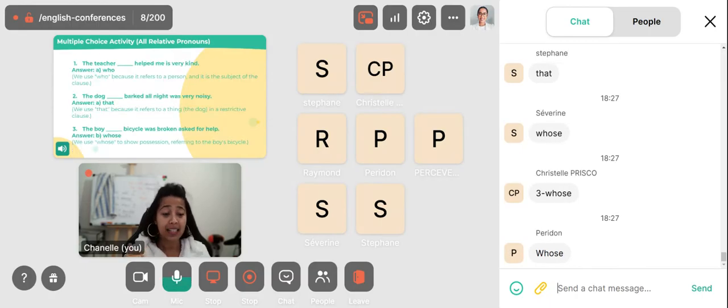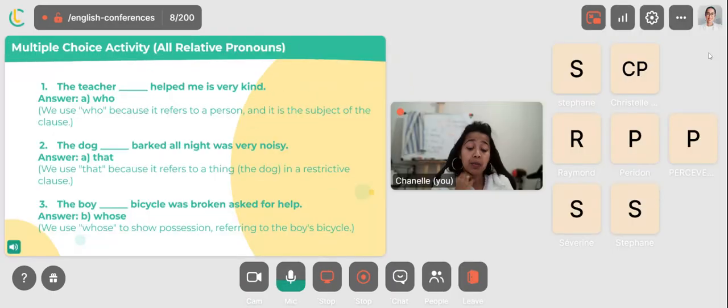The teacher who helped me is very kind. Why who? Because it refers to a person. It is the subject of the clause. The dog that barked all night because it refers to a thing, a dog, in a restrictive clause. The boy whose bicycle. Why? Because we are showing possession. We are referring to the bicycle.